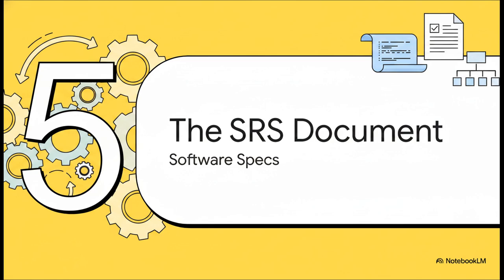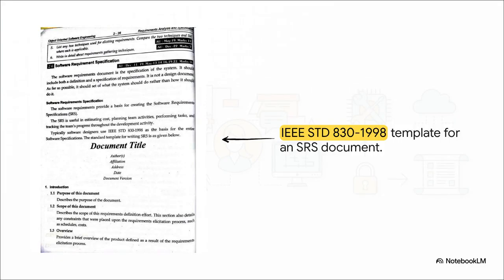Which brings us to Section 5, the SRS document. Once feasibility is proven and we get the green light, we produce the ultimate deliverable for Unit 2, the software requirement specification. Out in the industry, the IEEE standard template is basically the holy grail for an SRS. By meticulously defining the scope, the purpose, and all the constraints right up front, this document acts as an ironclad, binding contract between the customer and the developer. It is your absolute best defense to prevent scope creep before a single line of code is ever written.